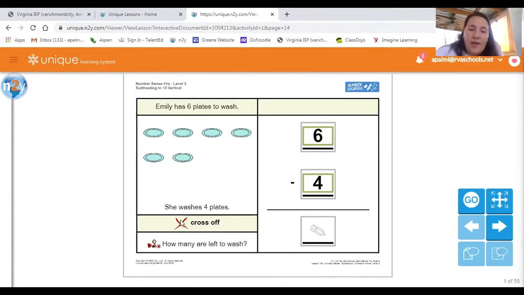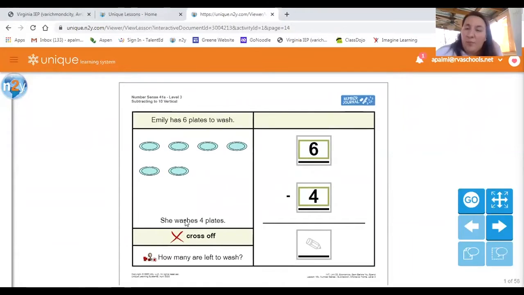Normally you can take this X and move it and cross your plates out, but for some reason that's not working today, and that's okay. What we're gonna do is instead of crossing off, we're gonna use our other vocabulary word we talked about, taking away. And we're gonna take away 4 blocks to represent the 4 plates that she washed. So I'm gonna count to 4, and while I'm counting, I'm gonna take 1 block for each number. So here we go.